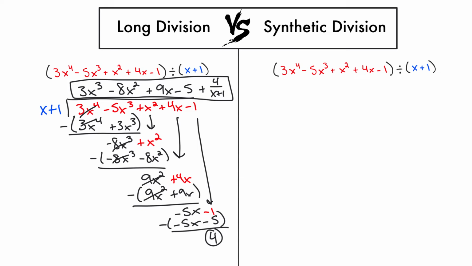Here's how you go about doing this. Now, this first step you could probably do in your head, but I want to write it out. You set your divisor equal to 0, and you solve. Subtract 1 from both sides. X equals negative 1. That number you're going to put in a little box.